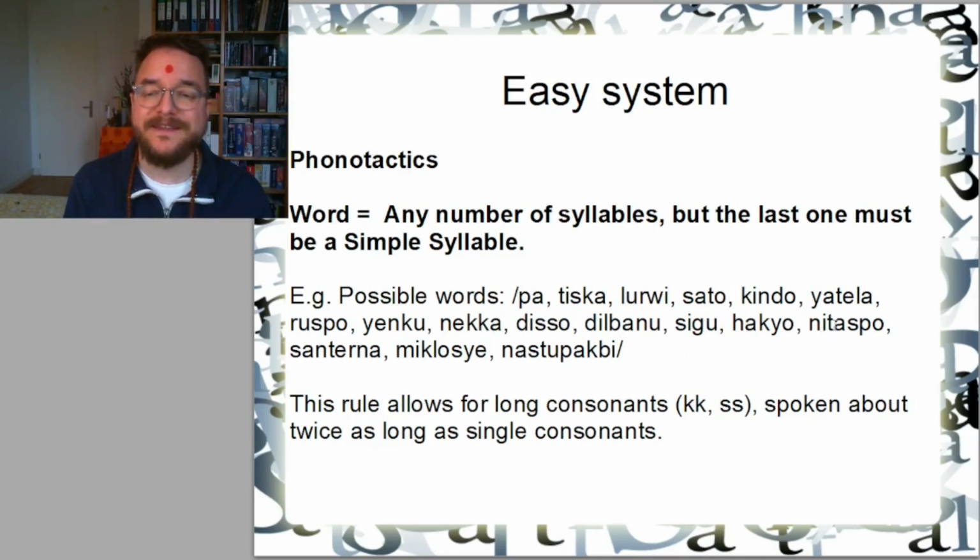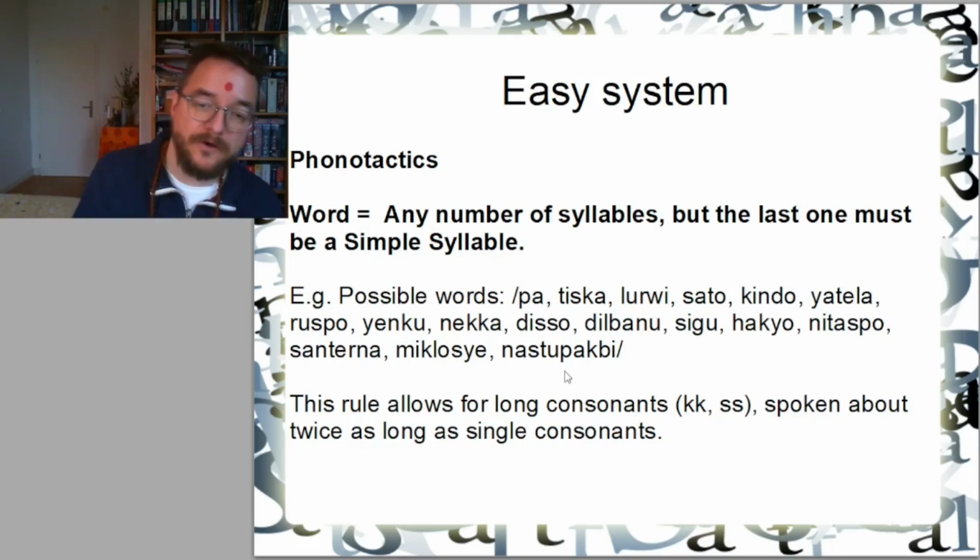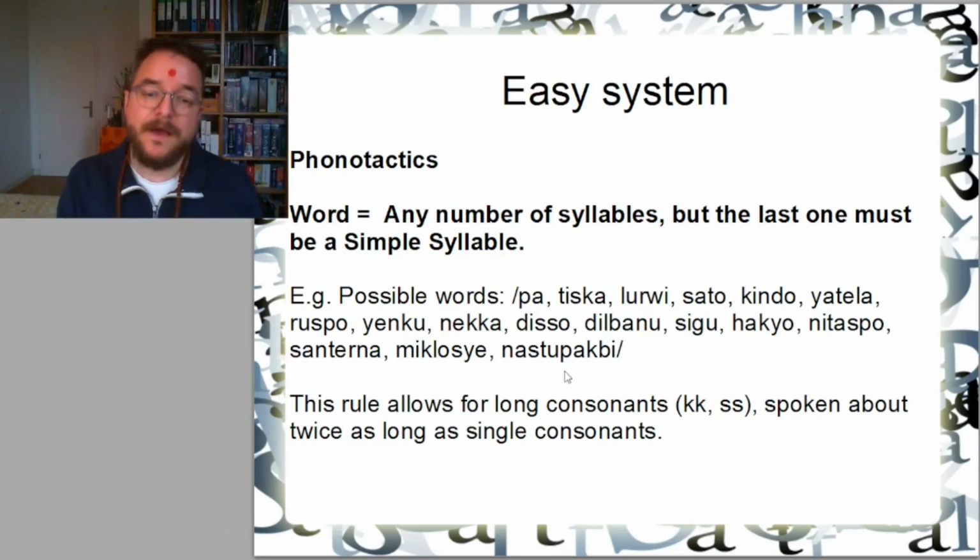hakyo, nitaspo, santerna, miklosje, nastupakbi. So you can make longer or shorter words, and the last syllable always has to be a simple syllable. The other syllables can be either or. As I already said, this allows for long or double consonants, spoken about twice as long as the single consonants.